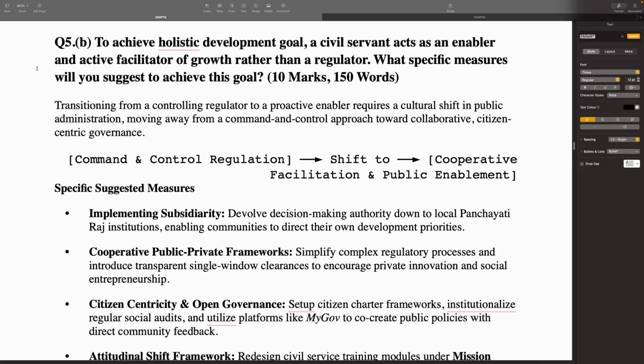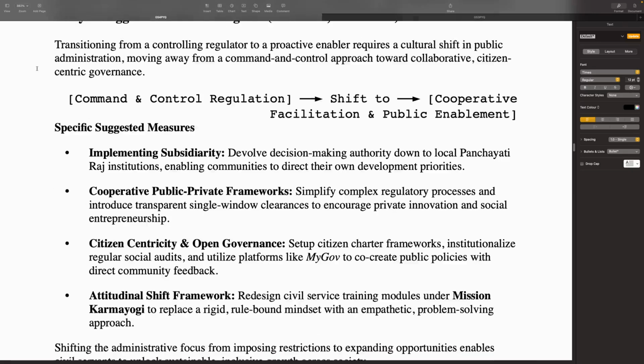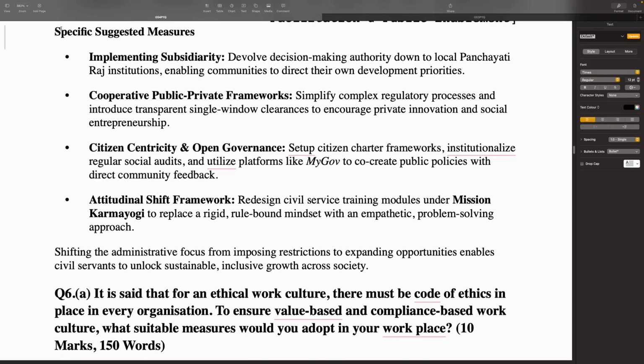Citizen centricity and open governance. Set up citizen charter frameworks, institutionalize regular social audits, and utilize platforms like MyGov to co-create public policies with direct community feedback.